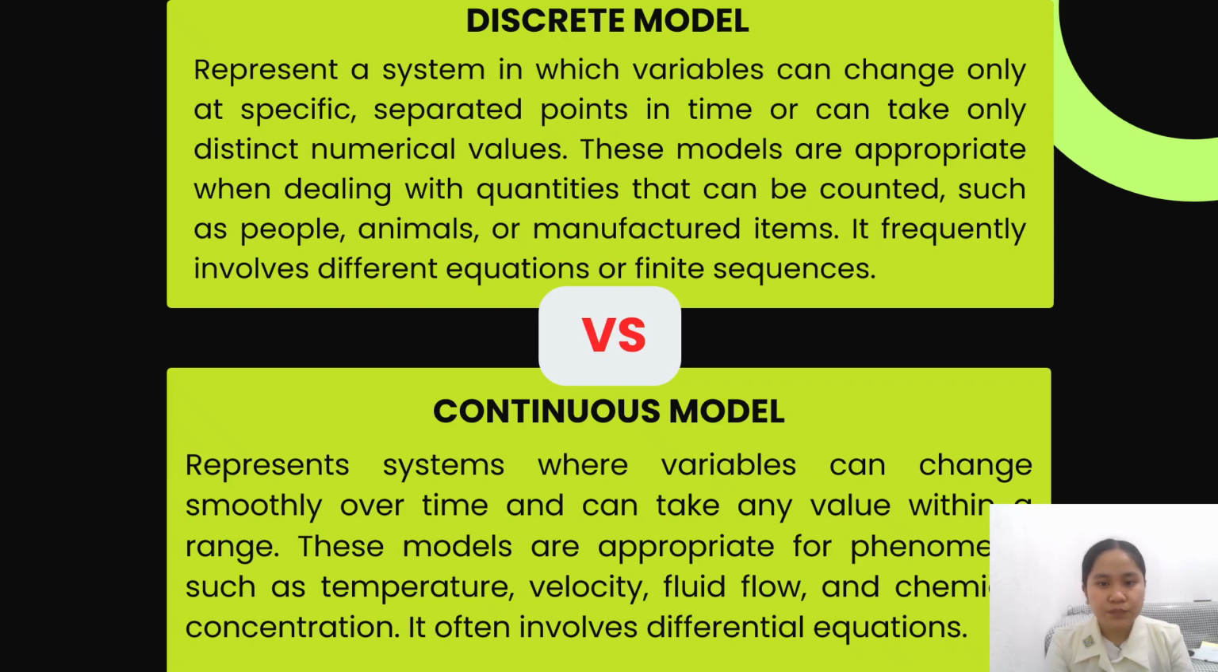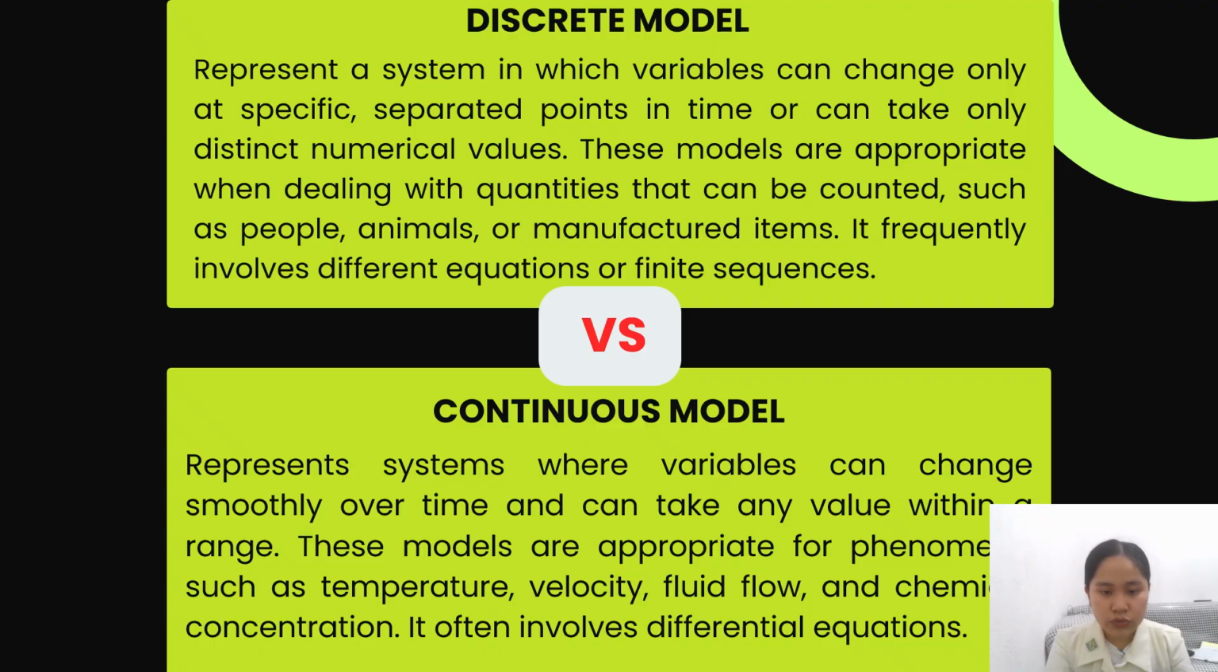So, discrete models represent a system in which variables can change only at specific separated points in time or can take only distinct numerical values. These models are appropriate when dealing with quantities that can be counted, such as people, animals, or manufactured items. It frequently involves difference equations or finite sequences. So, this model is used when things can be counted one by one, and the numbers are separate and not connected. Remember that it only changes at a specific time or moment.